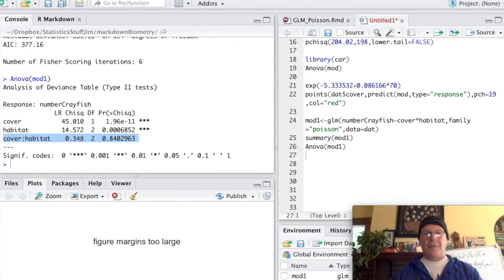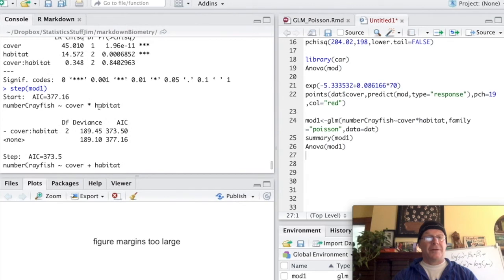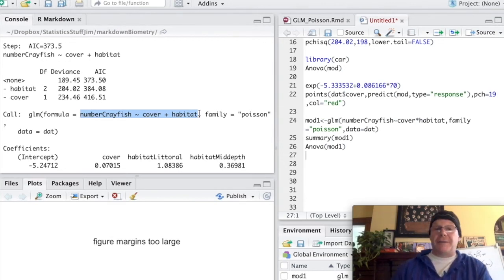So you could do it that way, which is probably the better way for a simple model like this, to look at it and say, I really don't need that interaction term in there. You could also have used the step function that's built in, step mod 1. And step mod 1 is going to drop the interaction term and decide that the best model is indeed the model where cover and habitat are in there, but there is no interaction. So either of those approaches is fine. Frankly, you could keep the interaction term in there if you wanted to. It's your model. You can do whatever you want with your model. It's not wrong to keep the interaction term in there.